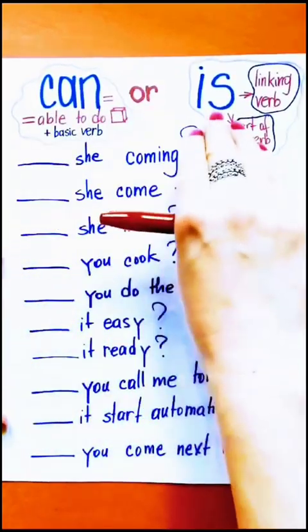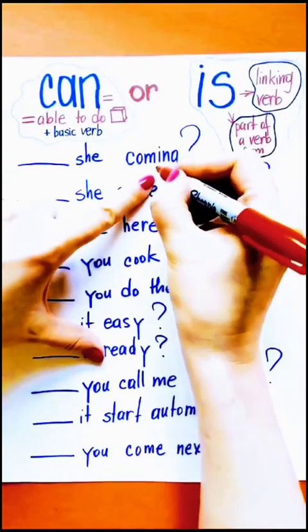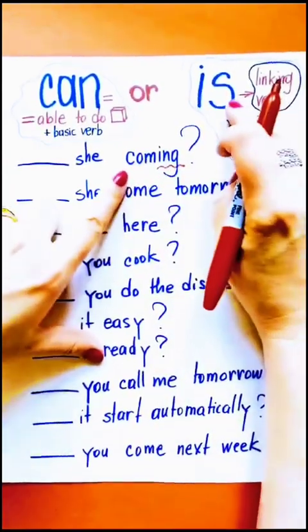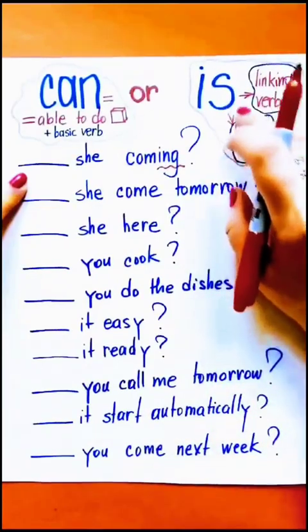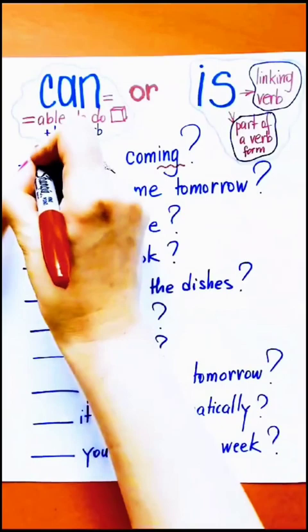Can or is she coming? Coming, this is the verb with an ing ending. We need is because is part of a verb form, is coming. Is she coming?